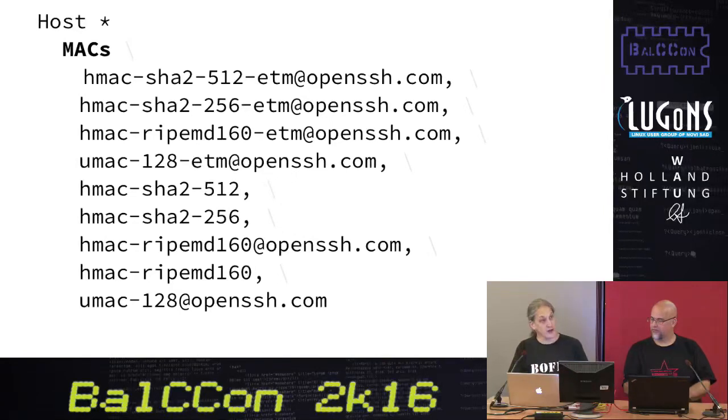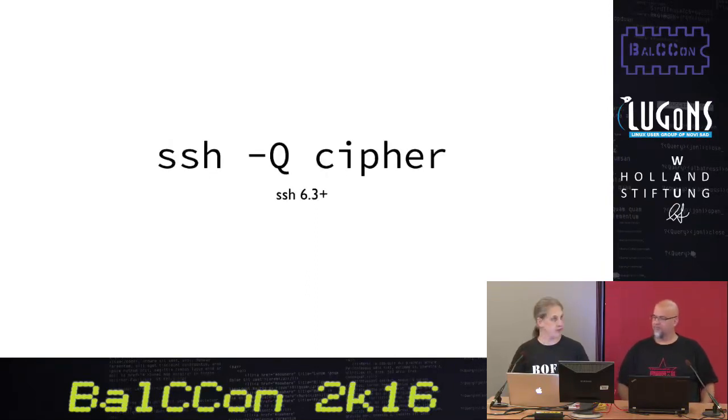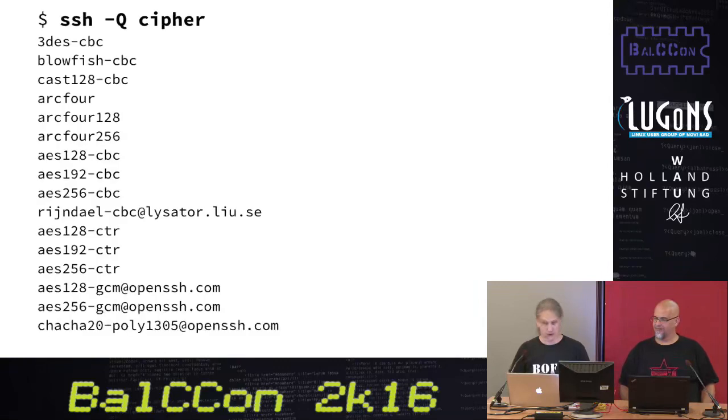Of course, after all that authentication and agreement, we end up with a symmetric cipher that we actually use for encryption of the stream. You can ask SSH what it does support. There's still a ton again. You already know the drill. We get rid of everything that uses only 64-bit blocks, which is Triple DES, Blowfish, CAST. We get rid of those.